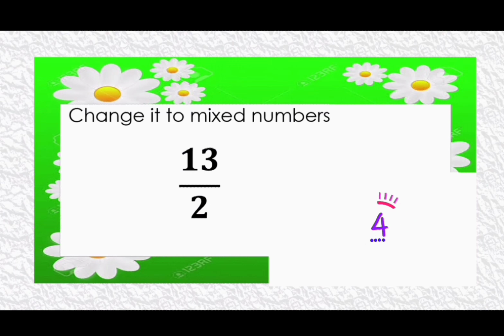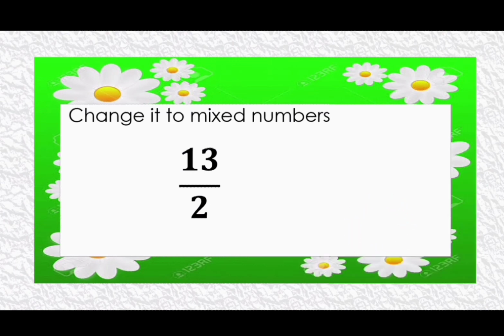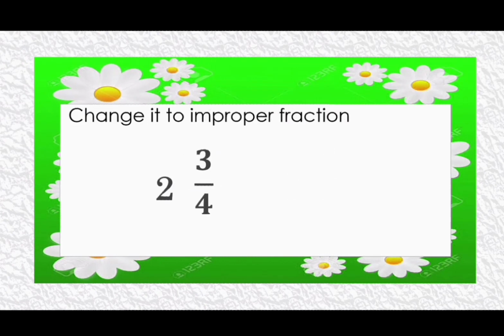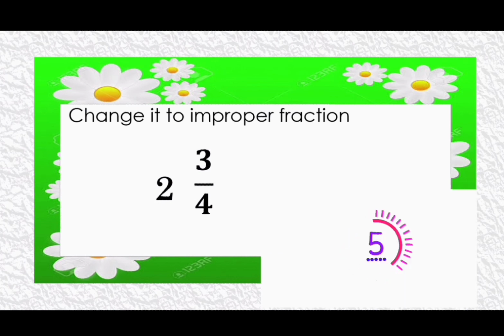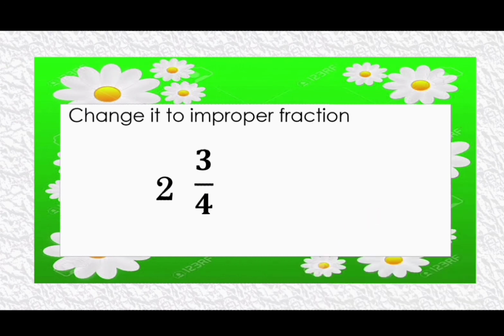Change this improper fraction to a mixed number. Go! So what is the answer? Correct. The answer is 6 1/2. Next, change this mixed number to an improper fraction. Go! So what is the answer for this? Okay, the answer is 11/4.